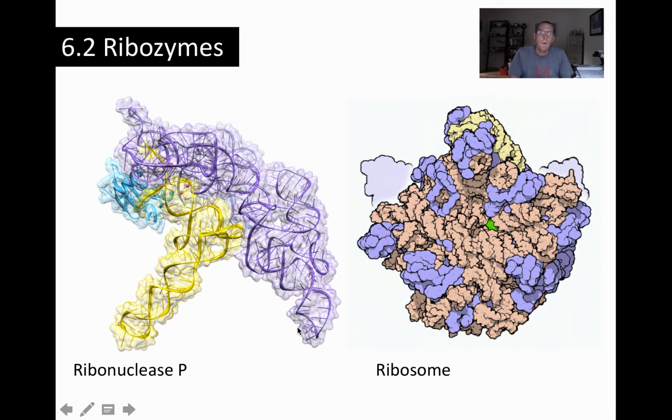So always important to bear in mind that these ribozymes are often complexes of RNA and protein, but it's the catalytic piece we're interested in. That's the RNA component in some of these catalysts.